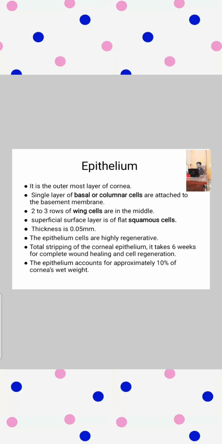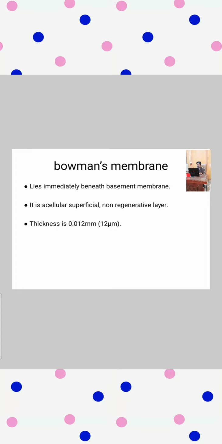With total stripping of the corneal epithelium, it takes almost 6 weeks for complete wound healing and cell regeneration. The epithelium accounts for approximately 10% of corneal weight. So it means that the epithelium is a regenerative structure. The second layer of the cornea is Bowman membrane. It lies immediately beneath the basement membrane. It is an acellular, superficial, non-regenerative layer. Thickness is 0.012 mm or 12 micrometers. So epithelium is regenerative and Bowman membrane is non-regenerative.